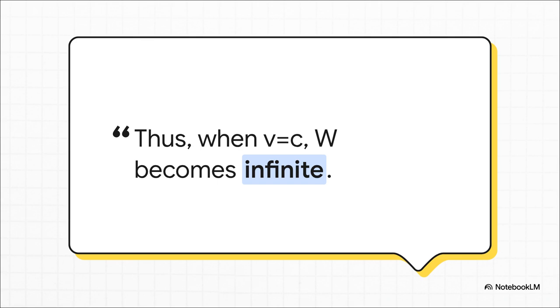The paper shows that as an object's velocity gets closer and closer to the speed of light, its kinetic energy, that's the energy of its motion, approaches infinity. So to actually reach speed c, you would need an infinite amount of energy. And, well, that's just impossible.